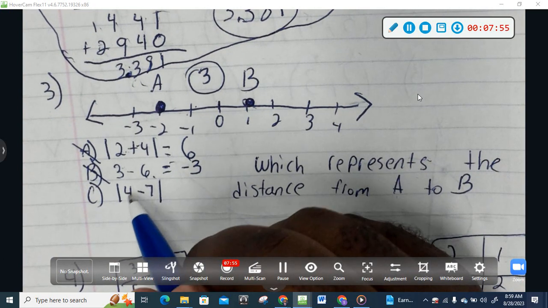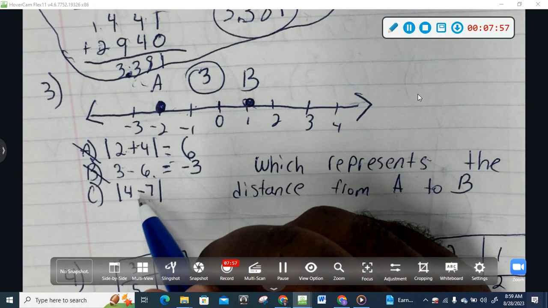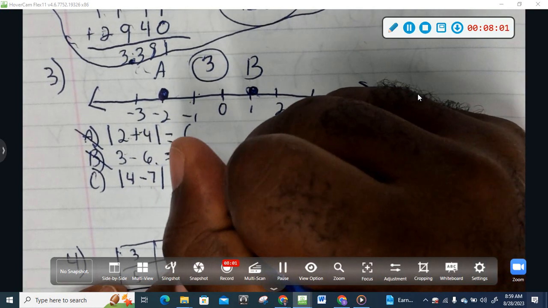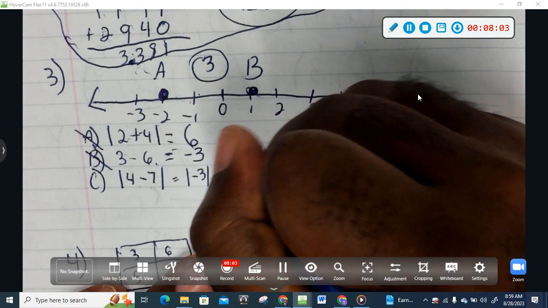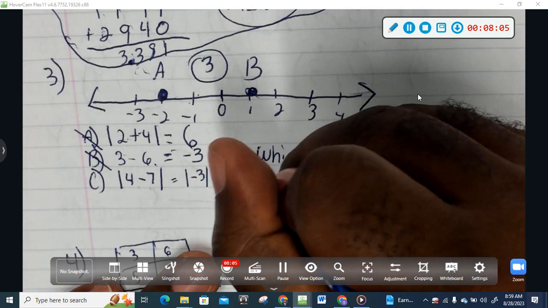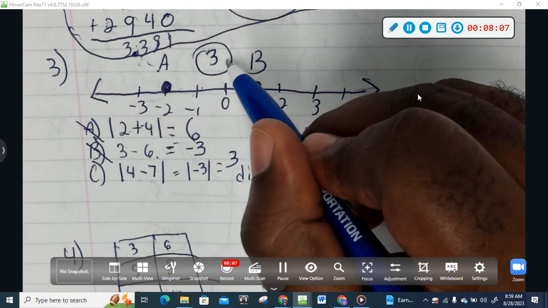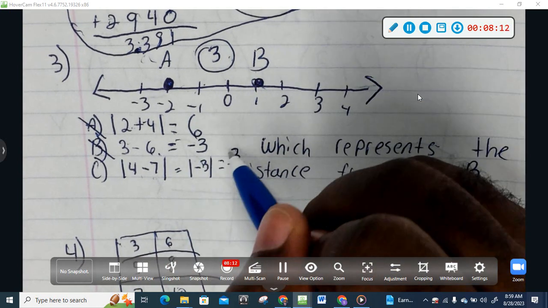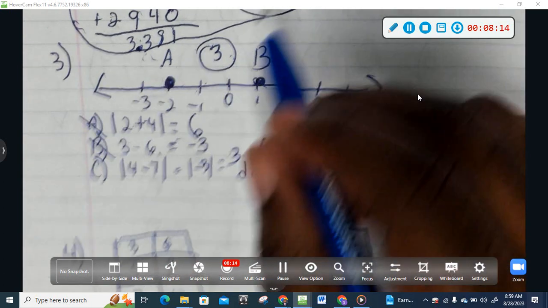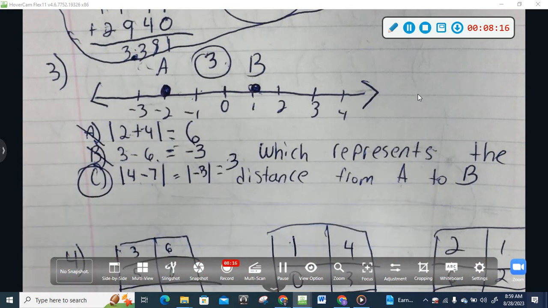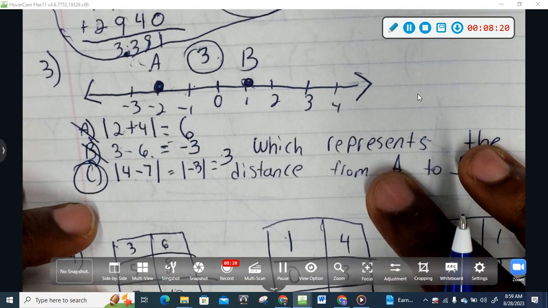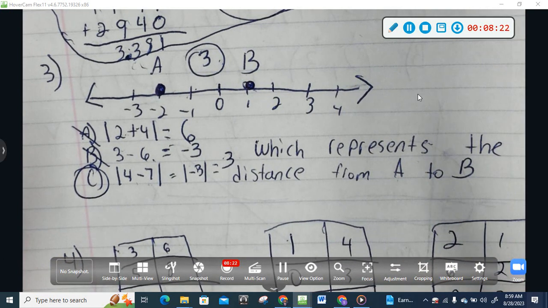Alright. Then we got 4 minus 7, the absolute value of 4 minus 7. Alright, so we get the absolute value of negative 3, which equals what? 3. Which also is my distance. Okay? Absolute value of negative 3 is 3. Alright, so C would have been my choice. Alright, that's absolute value. Any questions on absolute value?